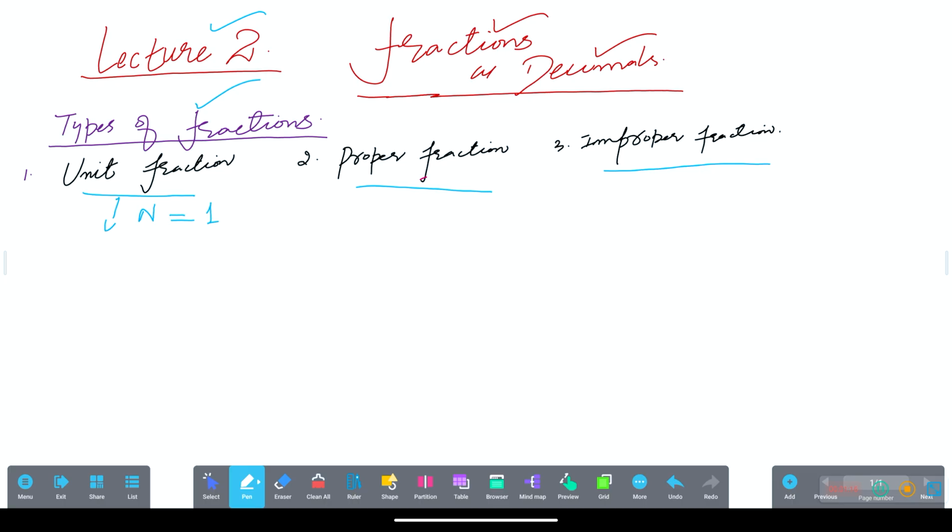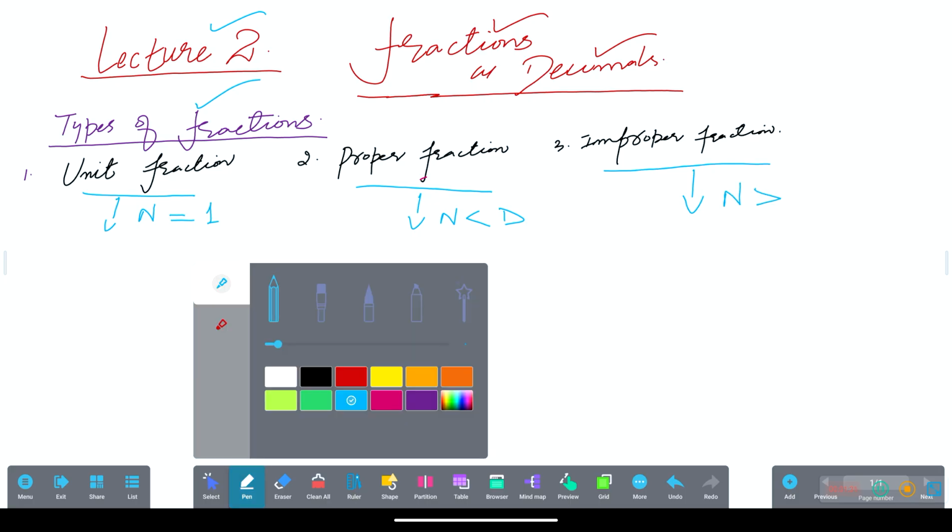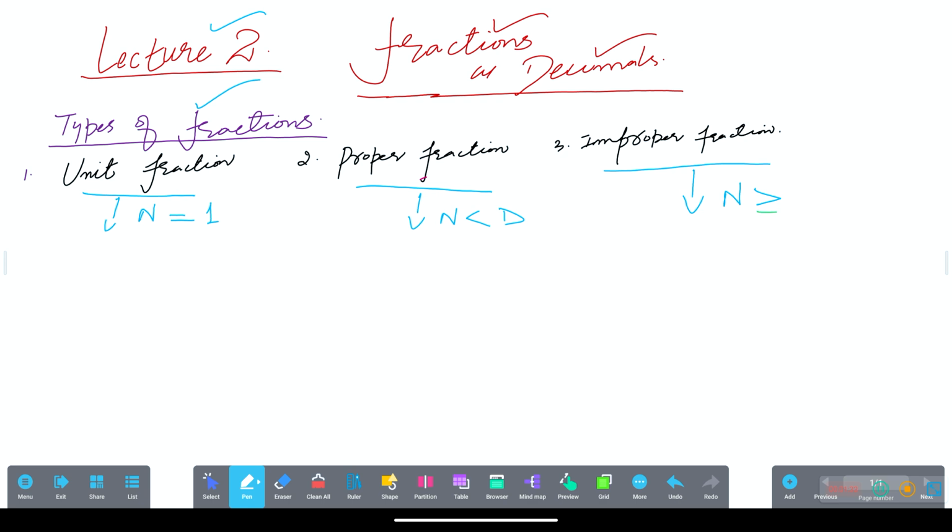Then proper fraction, those fractions having numerator less than the denominator. This is something we have already done in the previous lecture. Then improper fraction, those fractions having numerator greater than, or you can write greater or equal to, the denominator. So a fraction having numerator greater or equal to denominator is called an improper fraction.